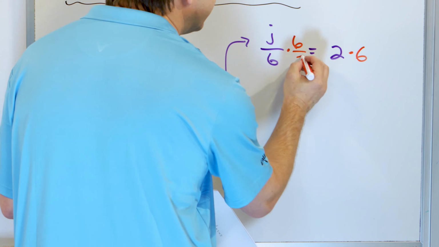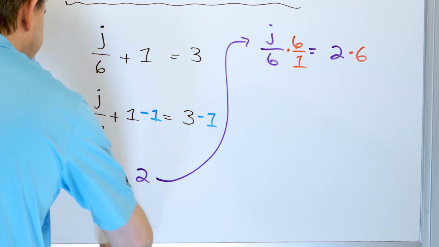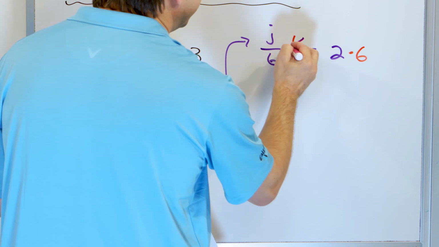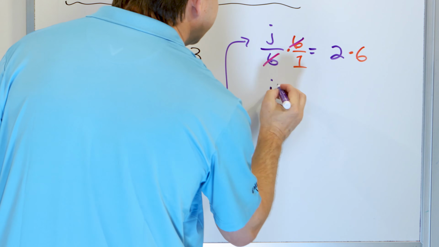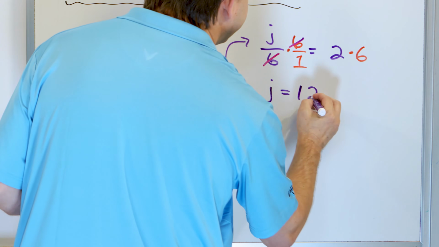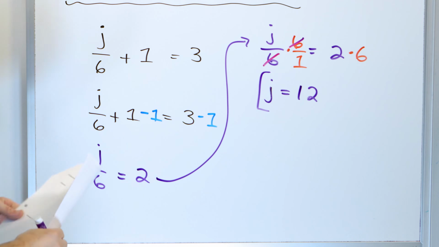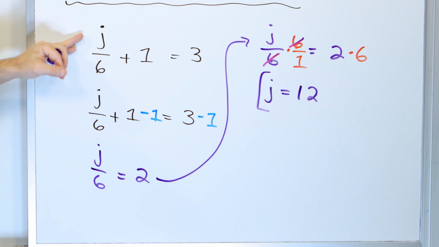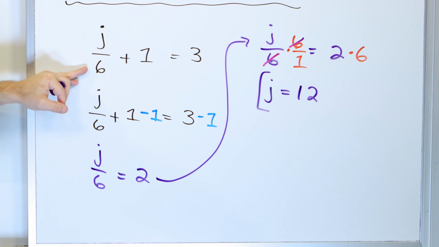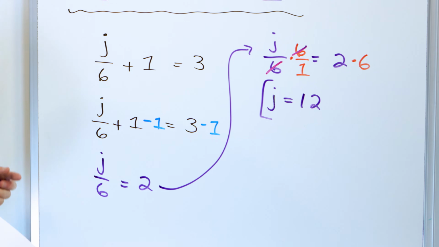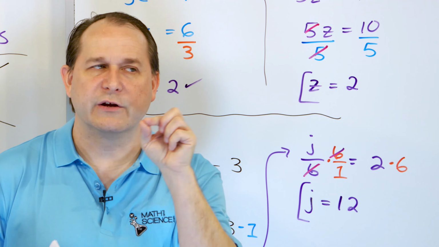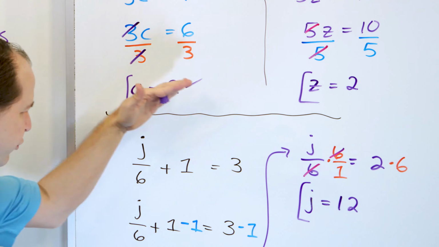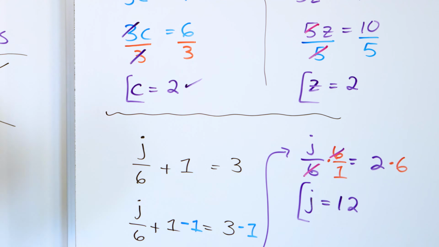And we can think of it as 6 over 1 to help us visualize that we're going to cross-cancel these 6's. So what we end up doing is we only have a single J left over, and it's 2 times 6, which is 12. And this is the final answer. J is 12. Check your answer. Put a value of 12 in there. 12 divided by 6 is 2. And then this 2 plus 1 is 3. So it gets more and more difficult to figure out what value is going to work by guessing. We have to do it the proper way to get the right answer, but then you can check your work.